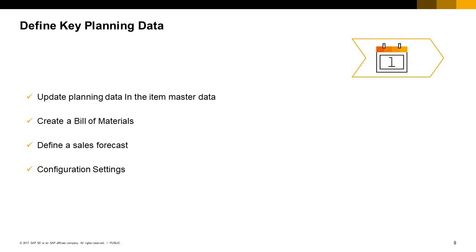If an item is produced, then the component parts are listed in a bill of materials, BOM. When MRP is run, the system checks if all the components are available for making the item. In our example, we will consider an item that is purchased, so we will not discuss how to create BOMs in this unit. BOMs are discussed in the unit on production. Projected demand can be added to current demand using a sales forecast. Additionally, there are configuration settings that can affect MRP.